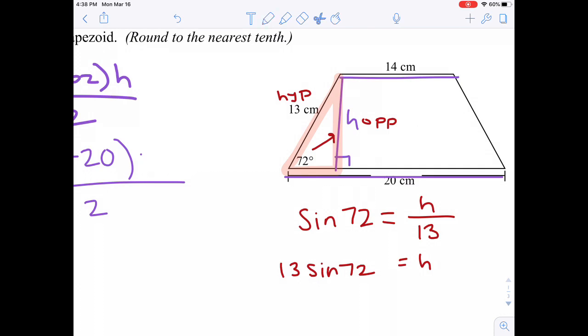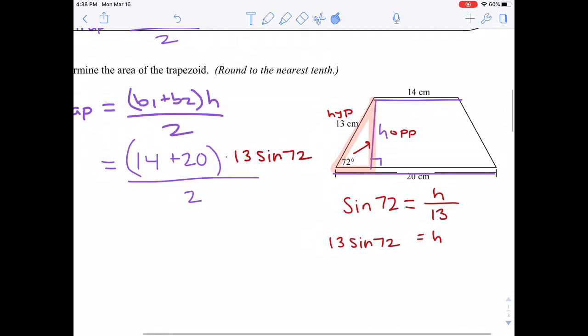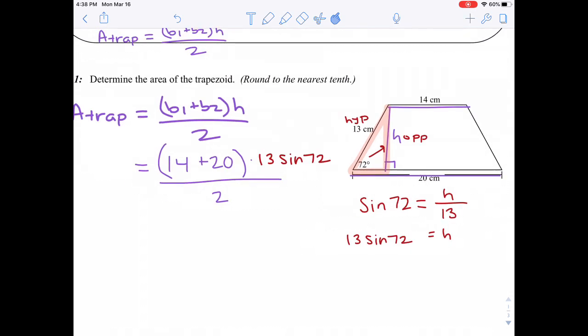Now, just like before, I don't really want to type this into my calculator because I'm going to get a rounded answer and it's going to lose some of my precision. If I do want to get a rounded answer, make sure you keep at least 3 decimal places until you're totally at the end of the problem. But what I'm actually going to do is put in for my height this whole thing right here. And that way I'm not going to lose any accuracy when I'm entering this into my calculator. So I'm going to enter it just like it looks, 14 plus 20 in parentheses times 13 sine of 72.